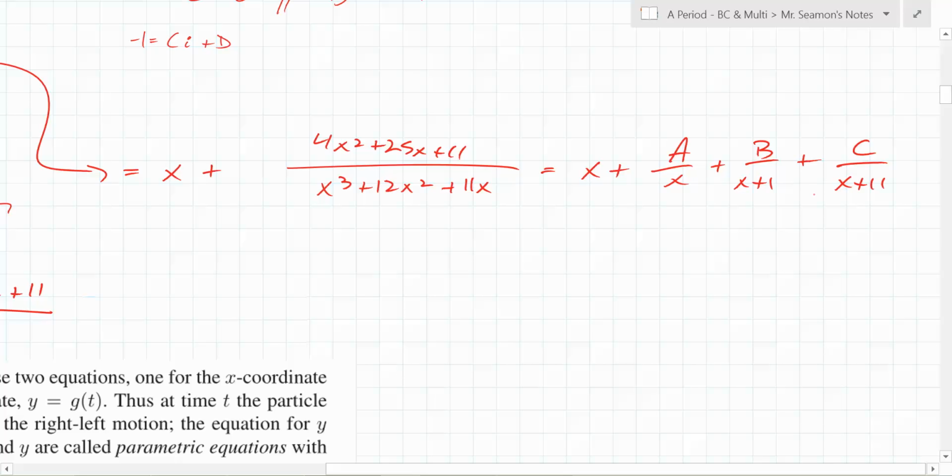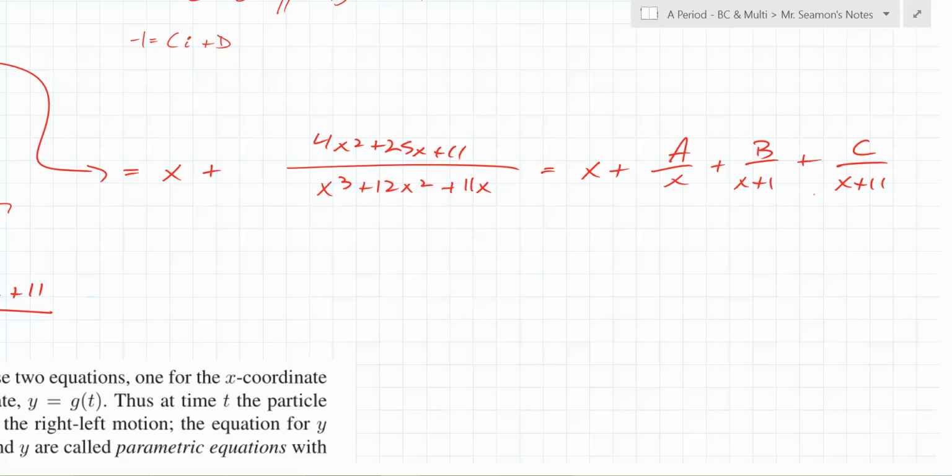We are now at the point of doing the same type of work we just did. So what's our first step? We're not going to finish this one right now, but we're at the point that we were at the beginning of the last problem. What would we multiply both sides by at this point? The denominator. And you're left with 4x squared plus 25x plus 11 is equal to everything on the other side.